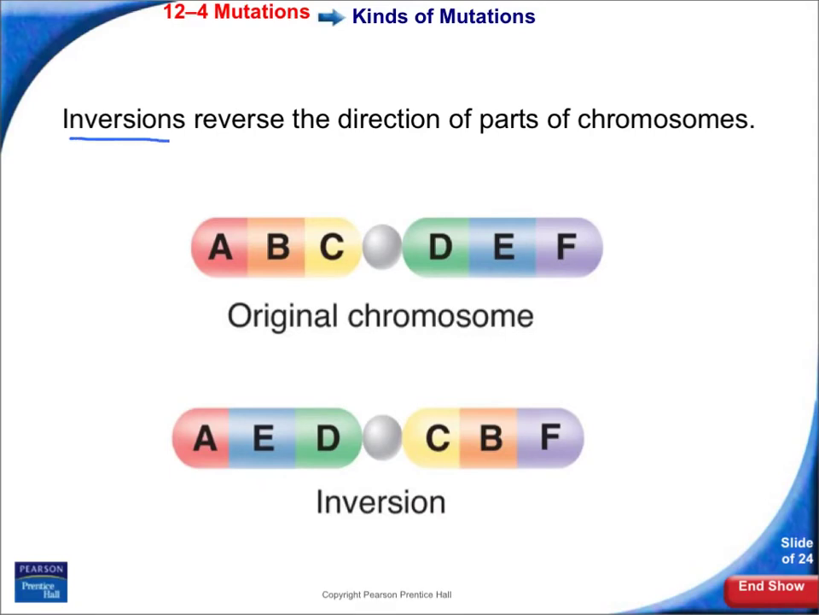An inversion is a type of chromosomal mutation where we switch the order of the genes in the chromosome. Again, here's our normal chromosome, and you see the order A, B, C, and then D, E, F. But here, what happens is the B and the E have switched places. And we call that an inversion.